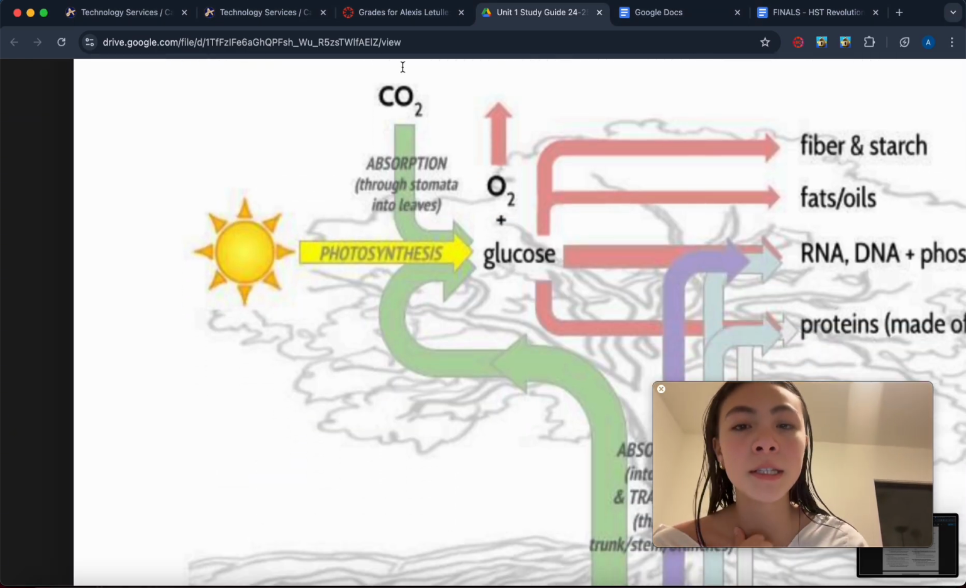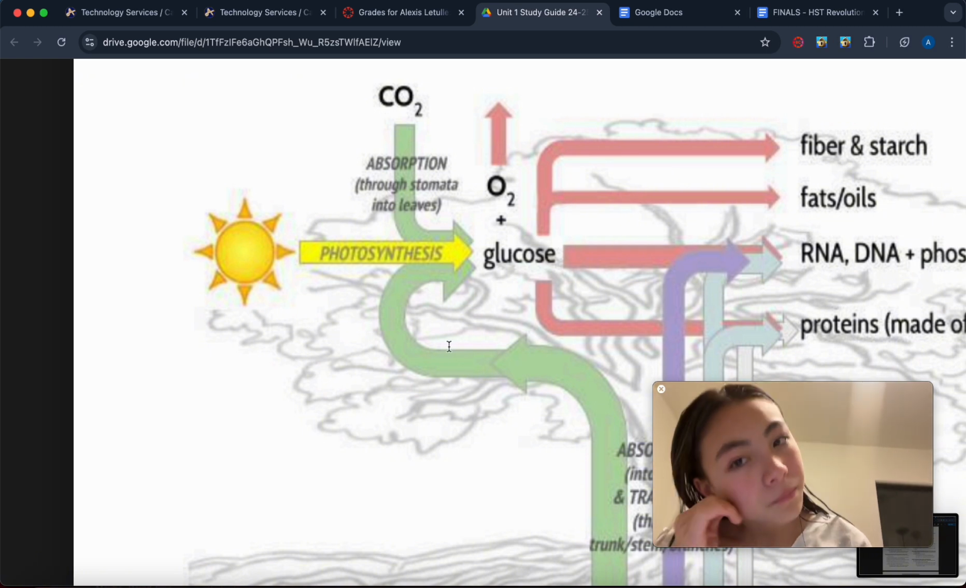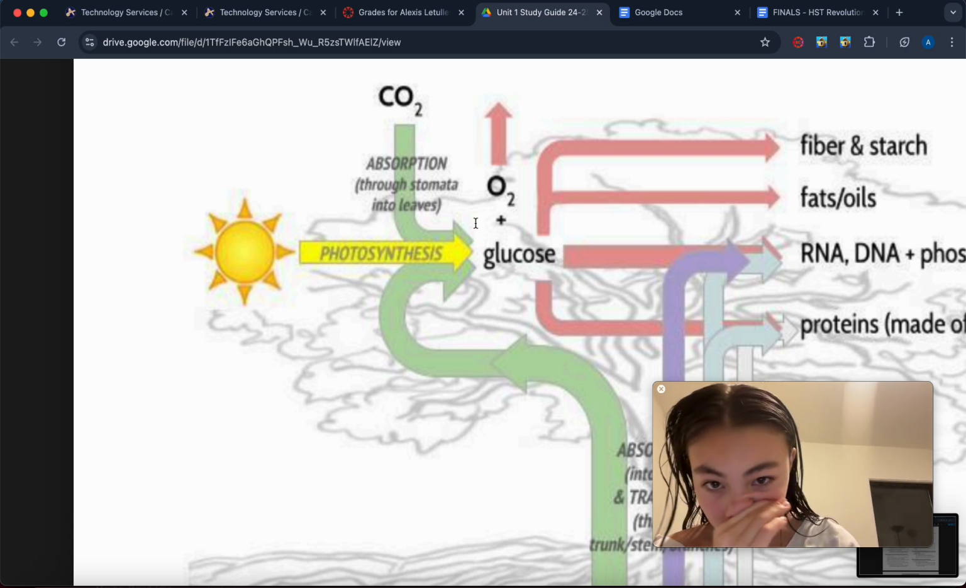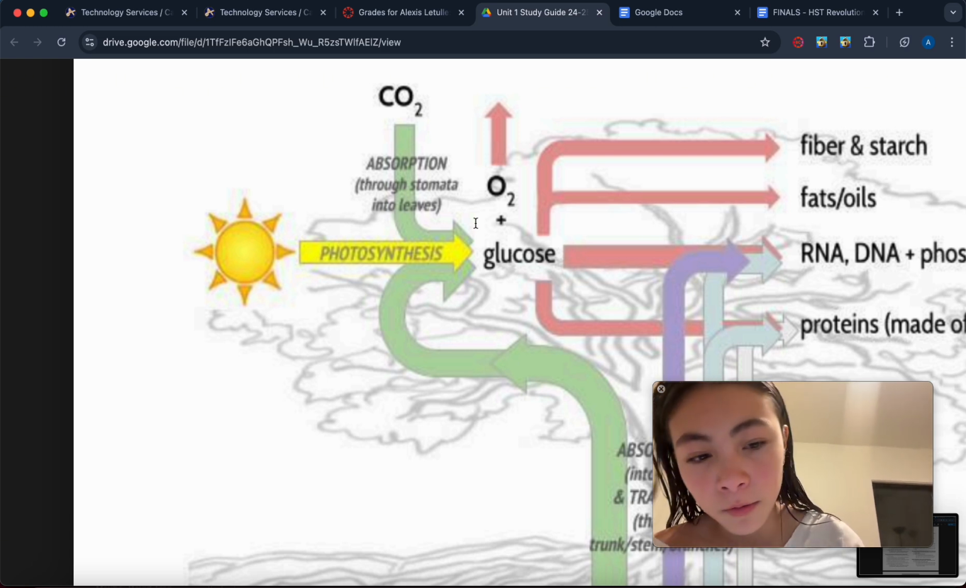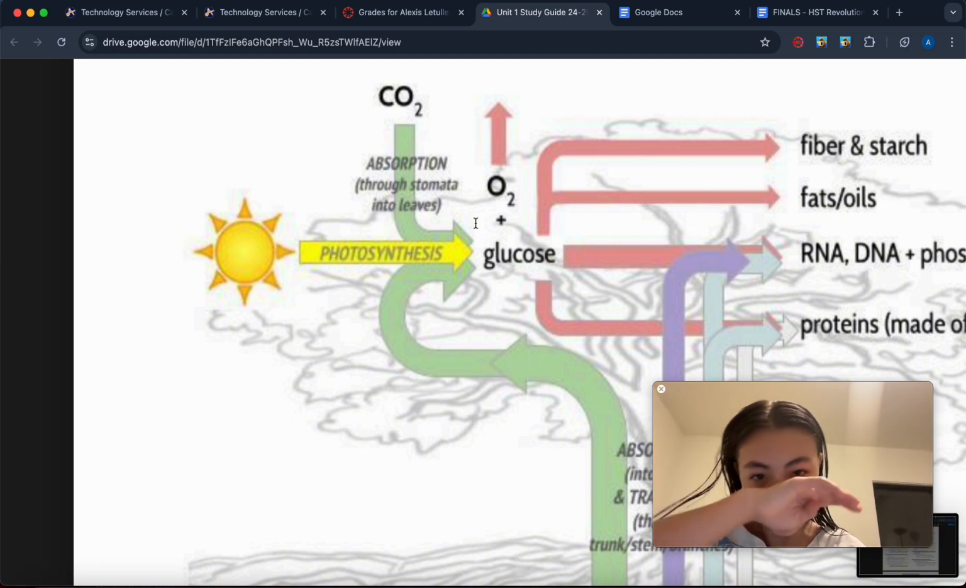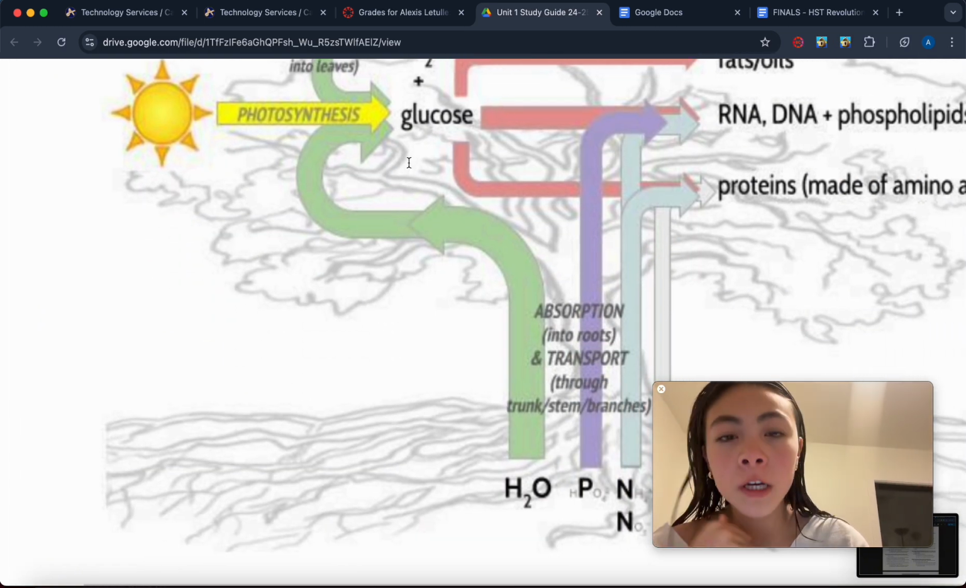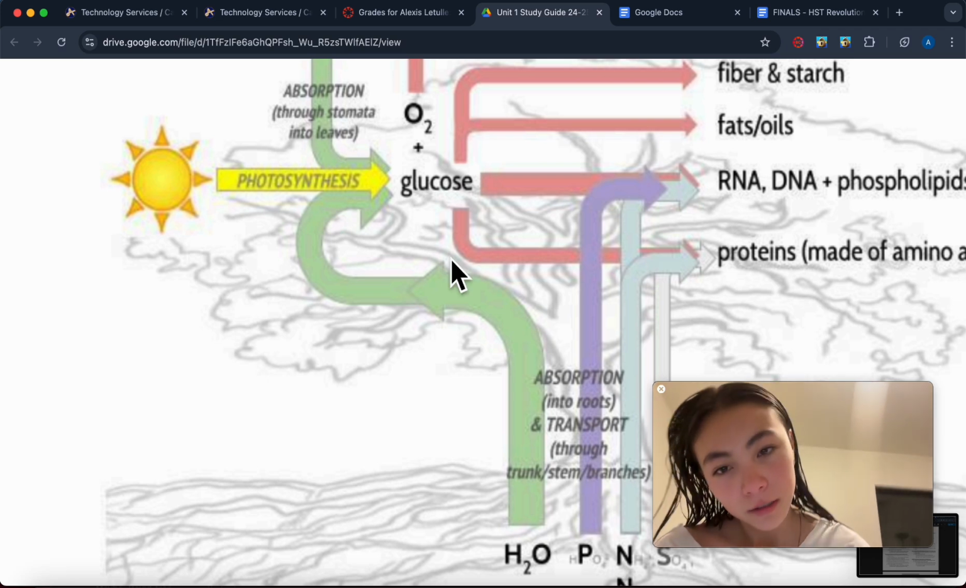This is photosynthesis. It's absorbing CO2 through the stomata into leaves? Okay, I don't actually get what that's saying, but I'm sorry, I'm not that smart. But then it's absorbing water through the roots. Sorry guys, and that's what it is.